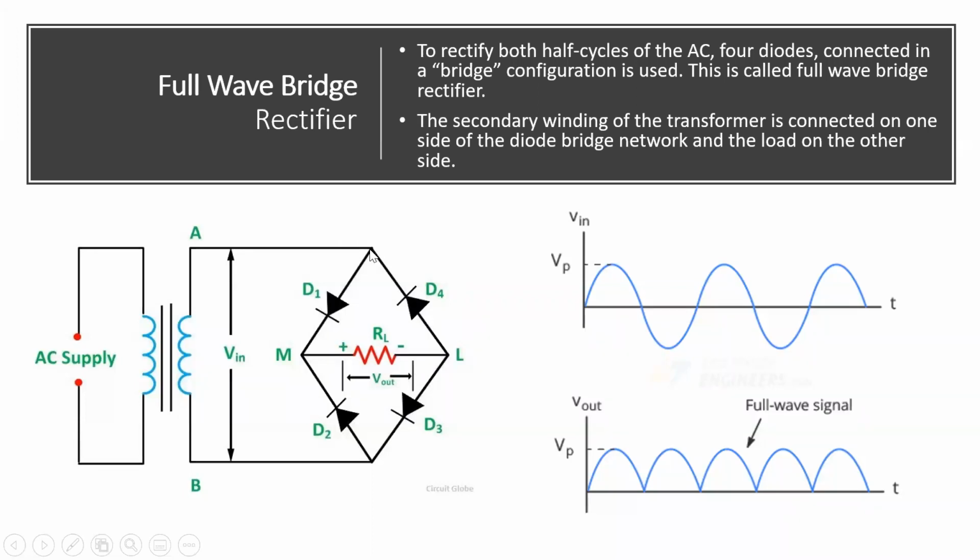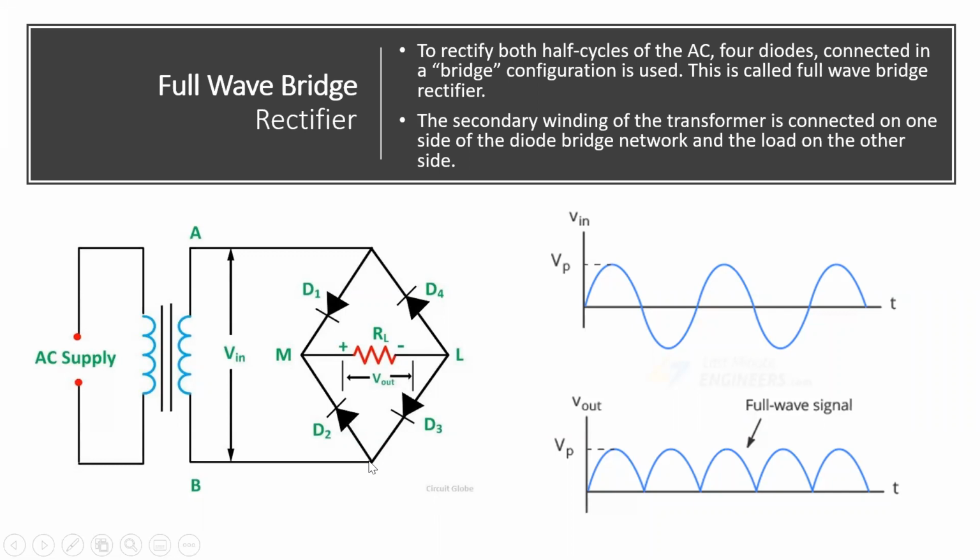So through which will it go now? It has reached here. D1. Yes, so it will go through D1. Now it reached M. Through which will it go? Load resistance. Yes, from M it will go to the load resistance through ML, and at L, where will it go? D3. So it will go to D3.